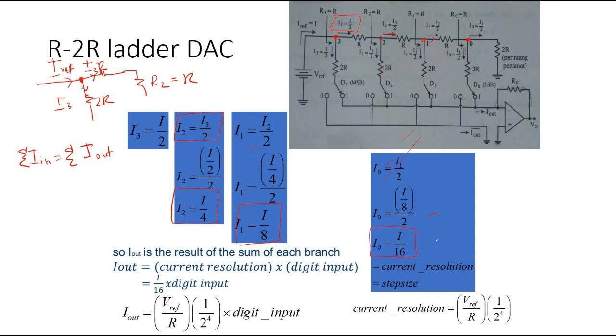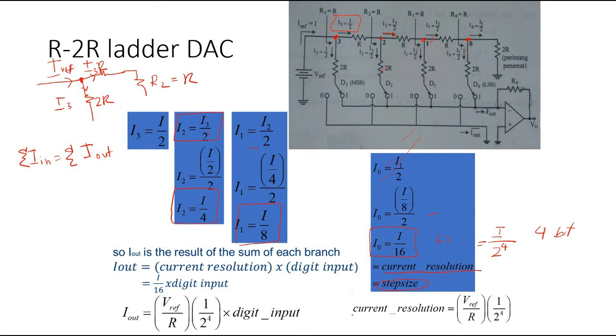So this I0 is a least significant bit, sebab dia kat bahagian ujung. Okay. Cuma kita boleh dapatkan I0 ni adalah current resolution, ataupun kita panggil sebagai step size. So kalau kita tengok 16 dia sama seperti I divide by 2 power of 4. Okay. 4 ni reflect kepada bits number. So means 4 bit.